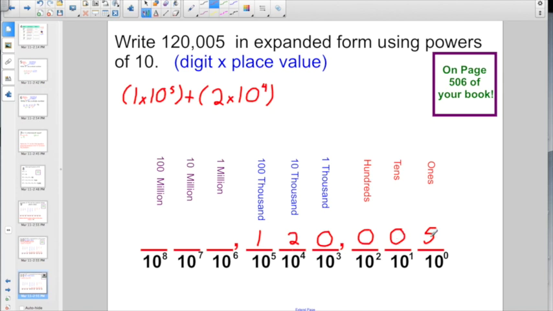I have one last digit here. I have 5 in the ones place. So add your plus sign. Start a parenthesis. Digit times place value. My digit is 5. He's really 5 in the ones place, but the ones place is 10 to the 0 power, because there are 0 zeros in 1, isn't there?